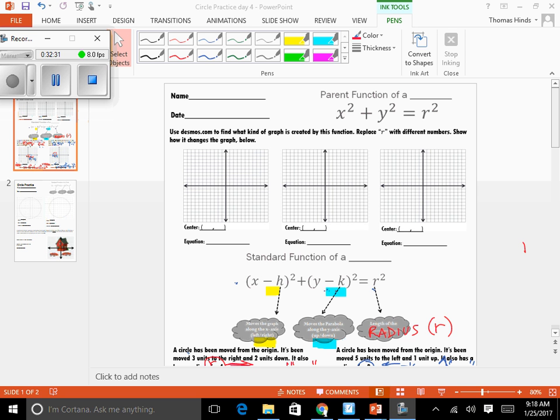Use Desmos to find what kind of graph is created by this. Replace r with different numbers. Show how it changes the graph. Okay. Once you have the original, then we're going to choose maybe 2 different pictures. We'll do 2 different pictures. We won't do the third one. So people who are like, you know stuff, you just eat it all up. Don't eat it all up, so that way if I ask you to do it again on Friday, this third one is available. So what is it that Thomas wants?